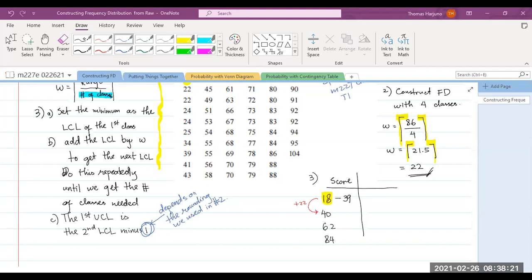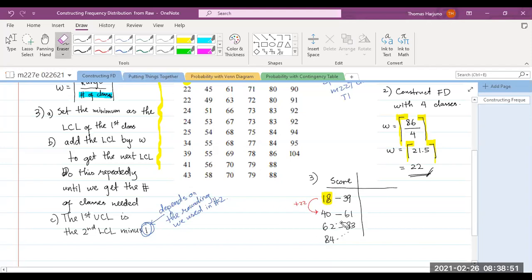Now then, from that upper class limit 39, we do the same procedure again. We add the class width. We keep on adding the class width, and you will see that it's basically this guy subtract by 1. I add 22 again. That will be 83, which is this guy subtract by 1.